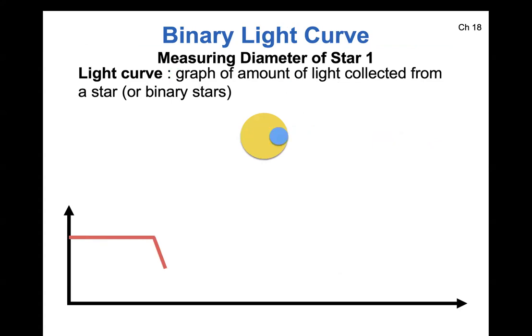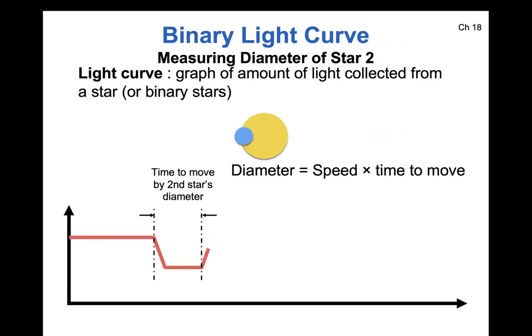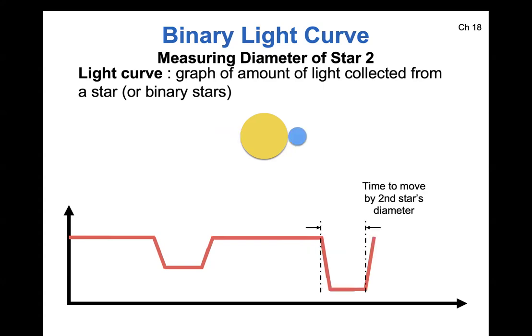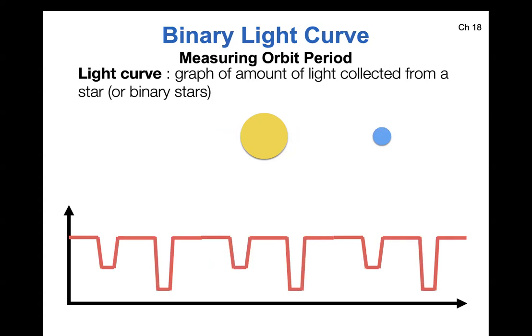Then we already talked about the binary, right? And it pointed out that you can calculate the diameter because of the speed and the time to move. So you can use the width of the drop to calculate the diameter if you know everything else. And then you can find the diameter of the other star by finding just the time of the drop, because that was the whole time it took for it to disappear behind the larger star. So that's how we get measurements of size. Over many orbits, you also get the period of the orbit. You can get the period of the orbit from the Doppler as well.